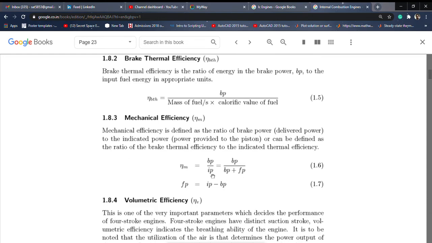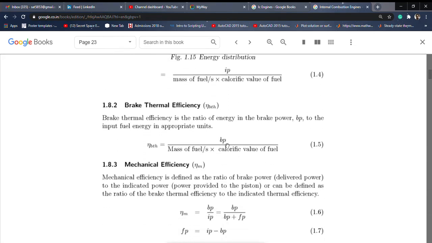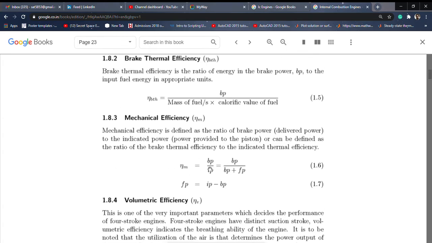You can see here indicated power is further divided into two parts: brake power plus friction power. This friction power is a loss which occurs during transmission of the power from piston to the crankshaft. That friction loss is friction power. If you equate these two equations, indicated power minus brake power is equal to friction power. So up to here we have three terms: indicated power, brake power, and friction power.